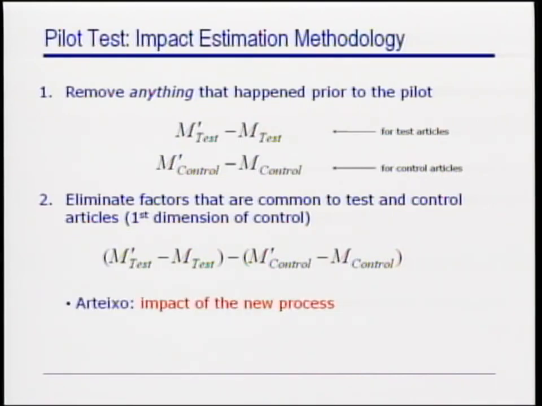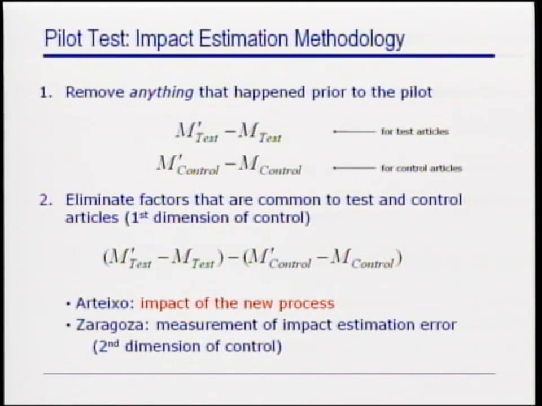In Arteixo, the average of these differences across the matched pairs represented the impact of the new process. By contrast, in Zaragoza, since both test and control groups were distributed using the legacy process, any difference can only be attributed to estimation error. The latter constituted a second dimension of control in our experimental design.